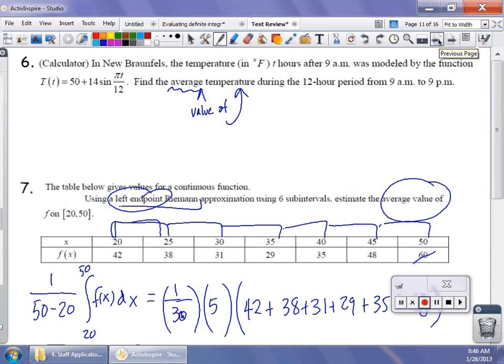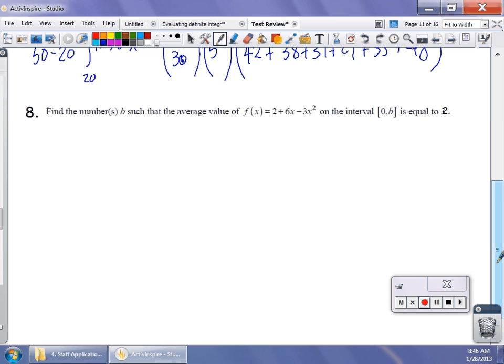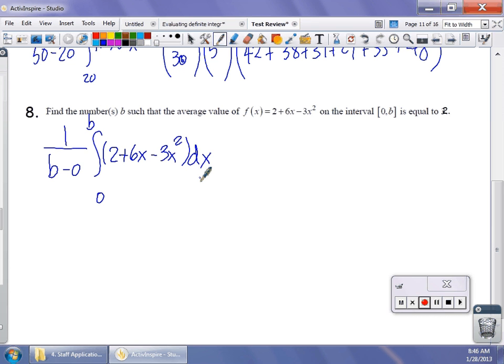And then finally, number 8, find the numbers b such that the average value is equal to 2. Now, I'm finding the average from 0 to b, so I have 1 over b minus 0 from 0 to b of 2 plus 6x minus 3x squared dx, and that answer is supposed to be equal to 2. So it's really the same kind of problem that we had earlier.